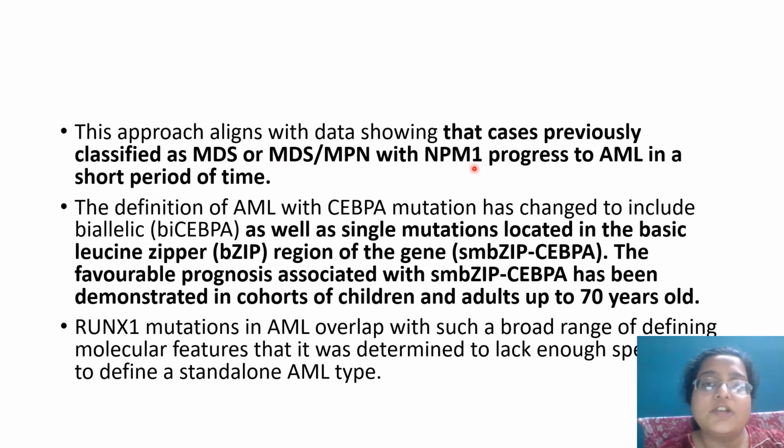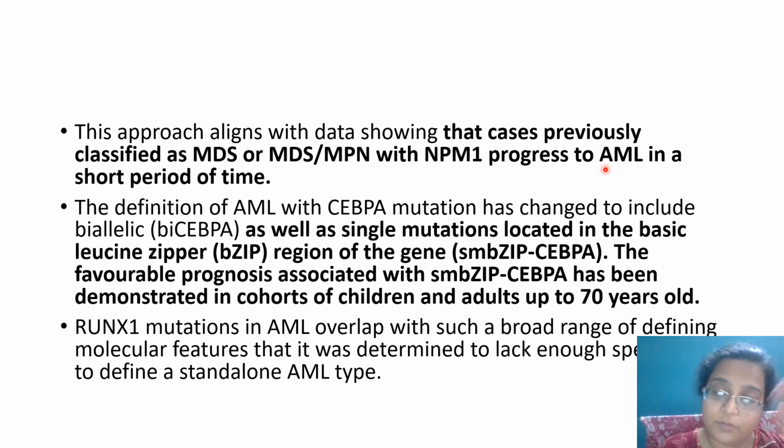This approach aligns with data showing that cases previously classified as MDS or MDS/MPN with NPM1 progress to AML. Just to eliminate this overlap, we were keeping a case with a low blast count in MDS and not giving it AML, and within 6 months this case becomes AML with a bad prognosis. We are trying to catch that. Look, the crux of any diagnosis is you need to catch the cancer before it can kill the patient. All these classifications are made for that, be it solid tumors, be it hematological malignancies. If there is something which is impeding an early diagnosis and it is being consistently seen that that case progresses into something bad, then we change the classification.